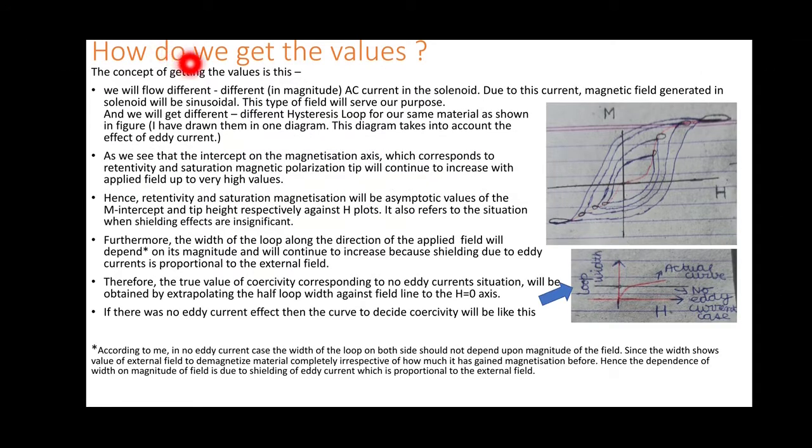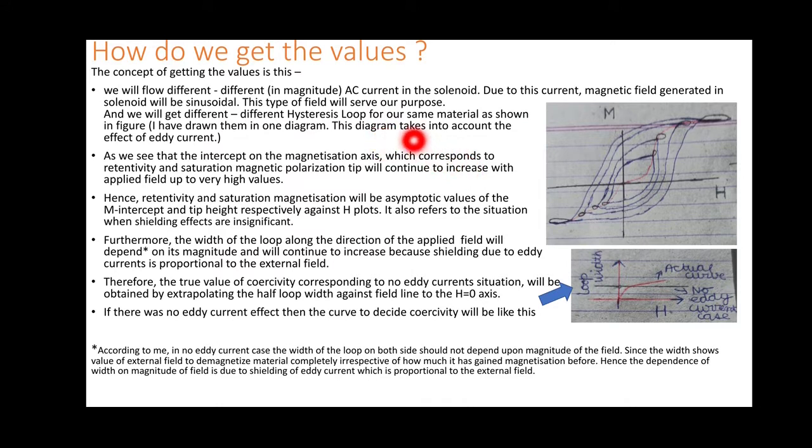Now, how do we get the experimental value? The concept of getting the hysteresis loop is this. We will flow currents of different magnitude in the solenoid. Due to this current, the magnetic field generated in the solenoid will be sinusoidal. This type of field will serve our purpose, and we place the sample in the solenoid, and we will get different hysteresis loops for the same material, as shown in the figure, which I have drawn with all the hysteresis loops in one diagram.